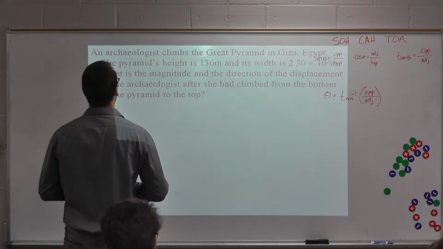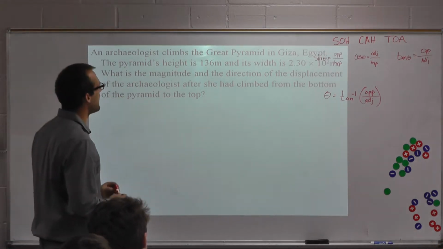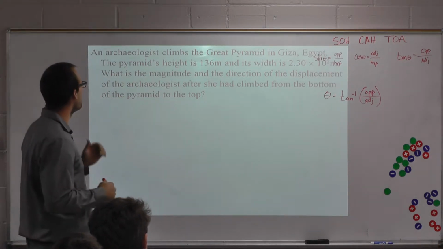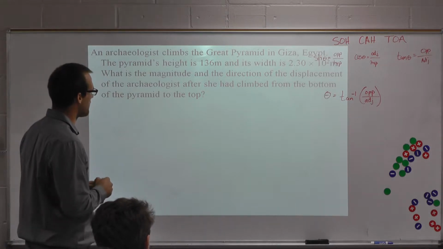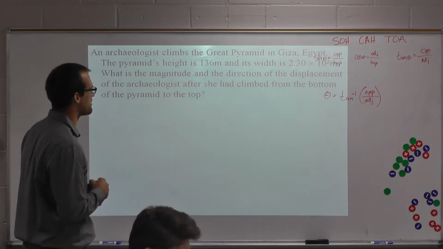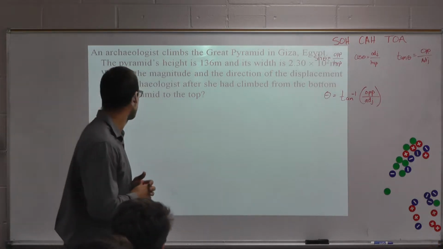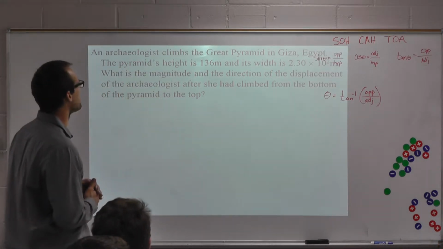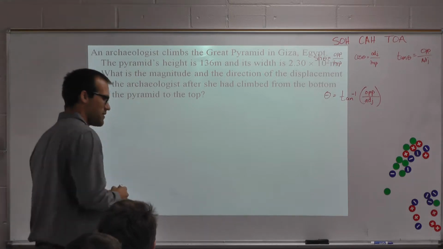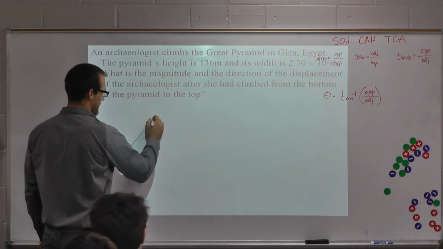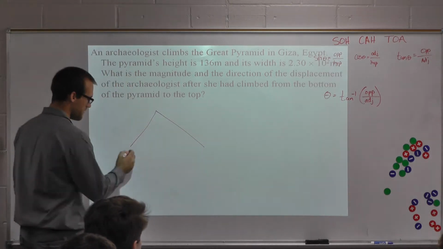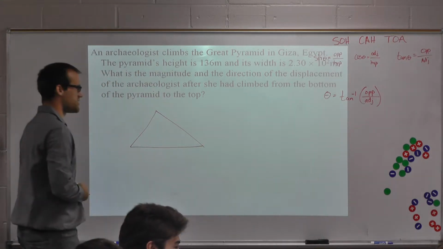Alright, here we go. Got some archaeologists. The Great Pyramid of Giza. The pyramid's height is 136 meters, and its width is 2.30 times 10 to the second meters. What is the magnitude and direction of the displacement if the archaeologist climbs from the bottom to the top? So let's do a 2-dimensional pyramid here. That's very illegal for him to climb up, by the way.